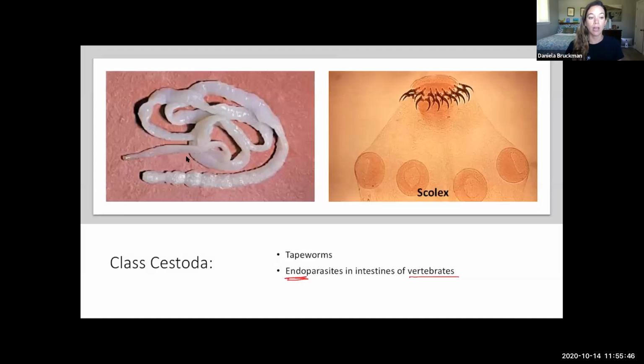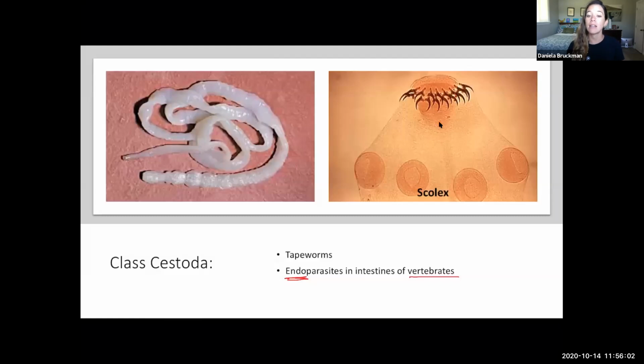They have on the anterior end of their body a special structure called a scolex. And the scolex is basically all these little hooks here. Those hooks are meant to burrow into the intestinal lining of the host.